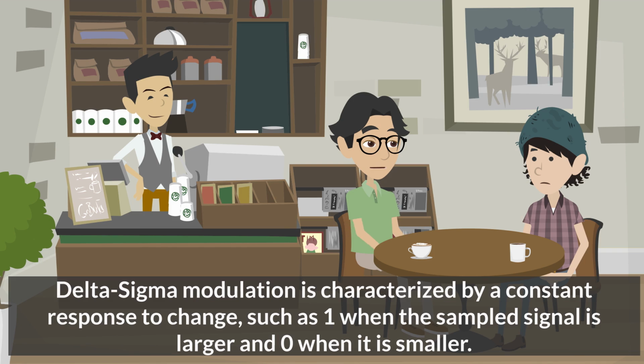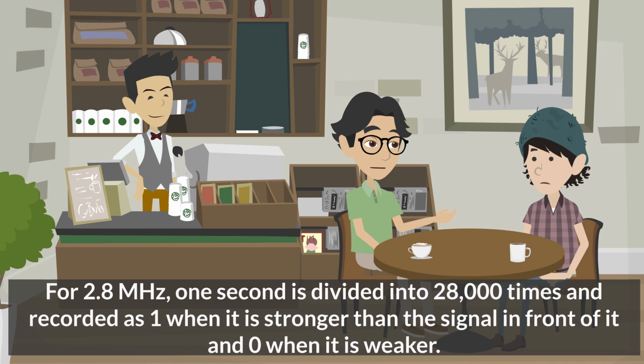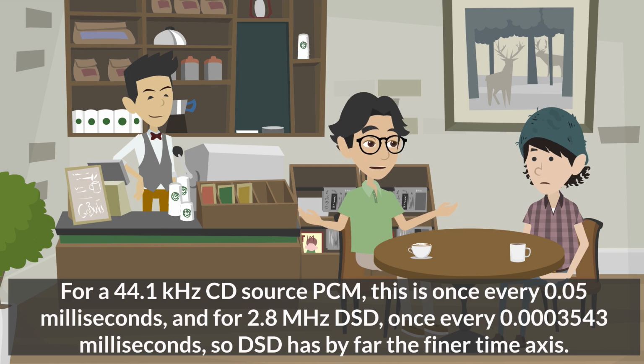Delta sigma modulation is characterized by a constant response to change, such as 1 when the sampled signal is larger and 0 when it is smaller. For 2.8 MHz, 1 second is divided into 28,000 times and recorded as 1 when it is stronger than the signal in front of it and 0 when it is weaker. For a 44.1 kHz CD source PCM, this is once every 0.05 milliseconds, and for 2.8 MHz DSD, once every 0.0003543 milliseconds. So DSD has by far the finer time axis.